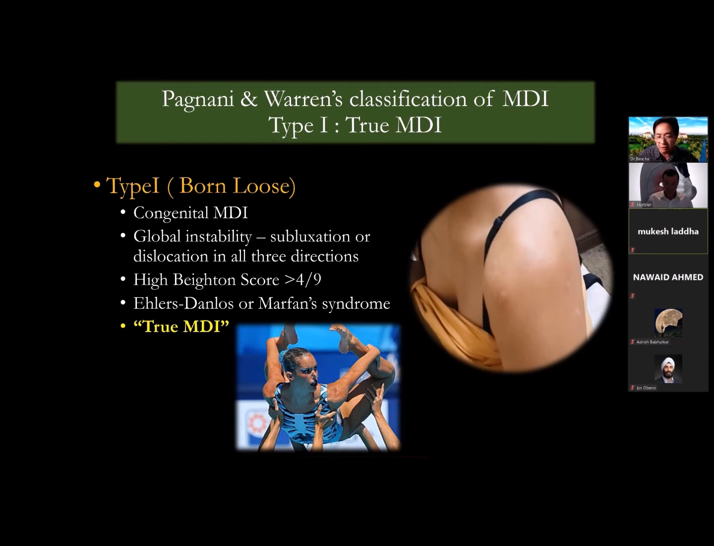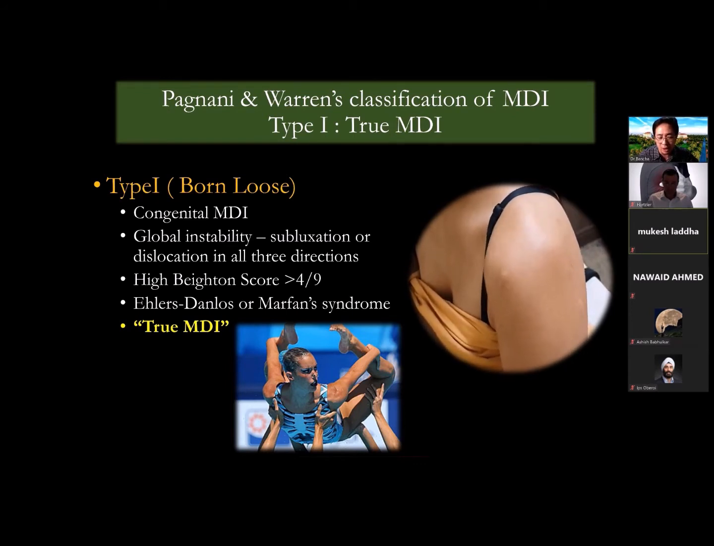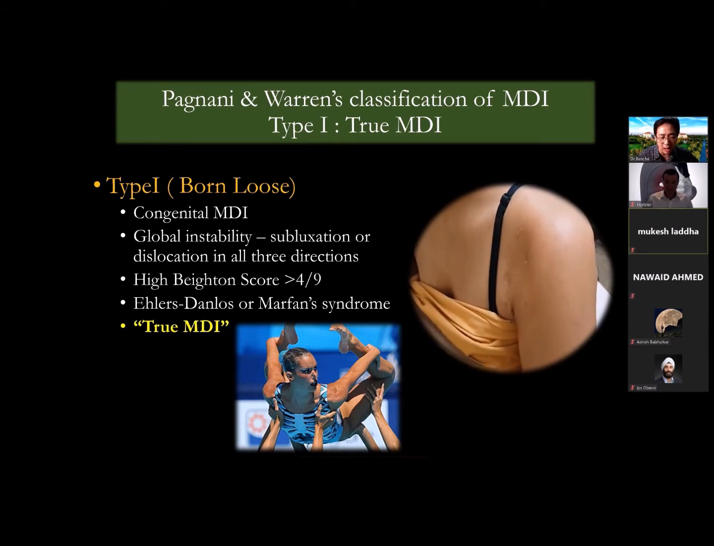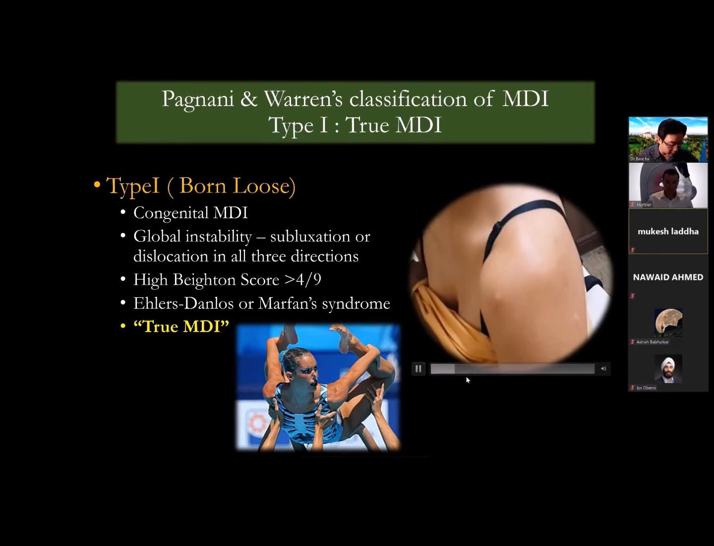I show you the first patient. This is type 1, the true MDI, or we can call it the syndromic MDI. This patient has congenital MDI. They have global instability, with subluxation and dislocation in all directions. The Brighton score is more than 4. So you look at this patient, they have a lot of scar tissue in the shoulder. She was operated on many times, right?